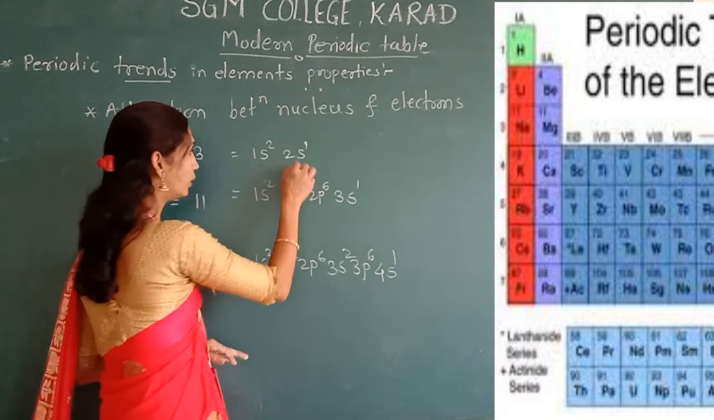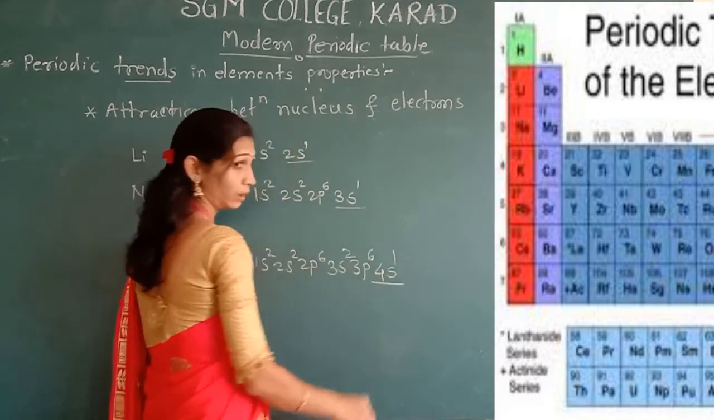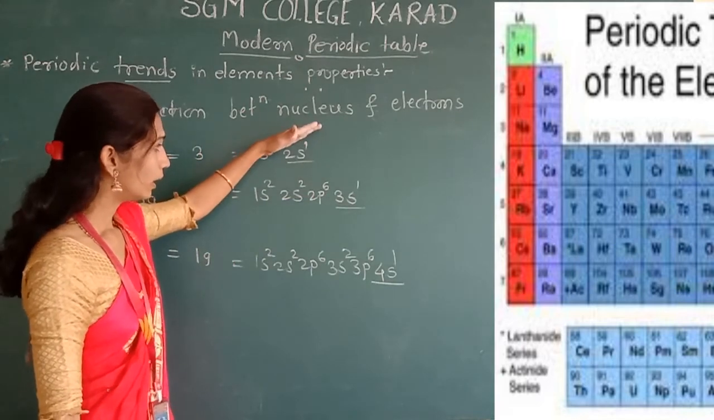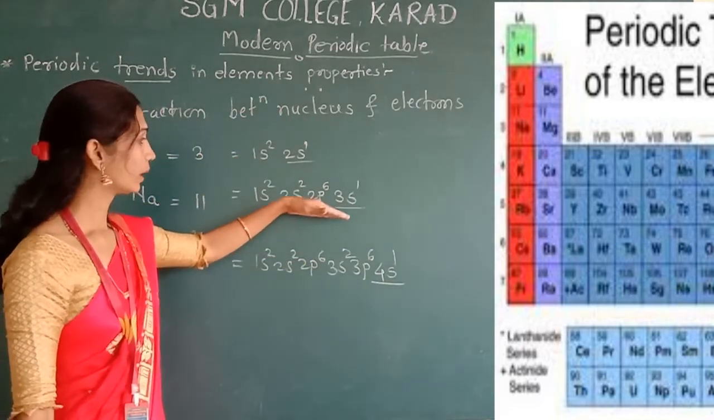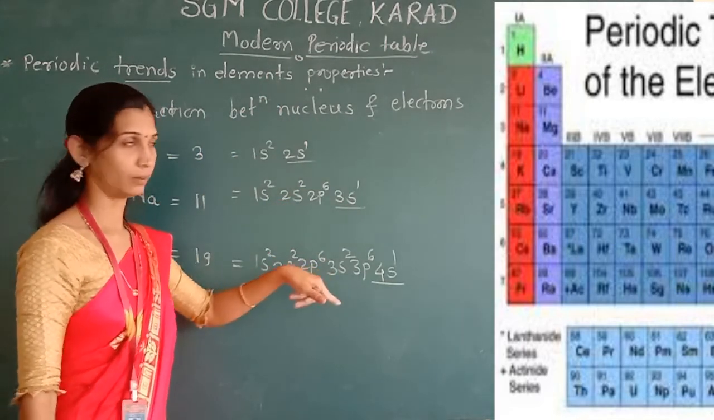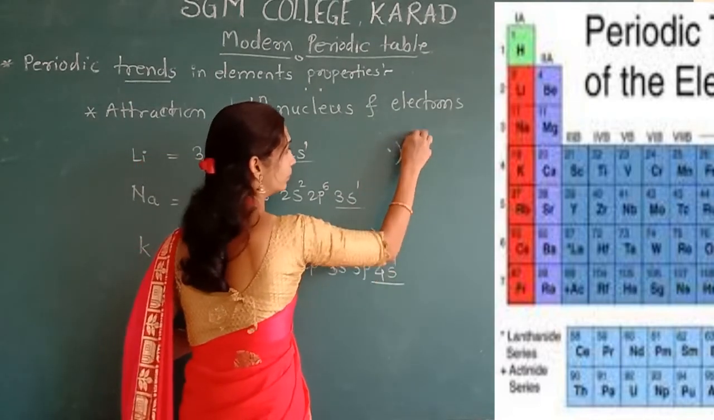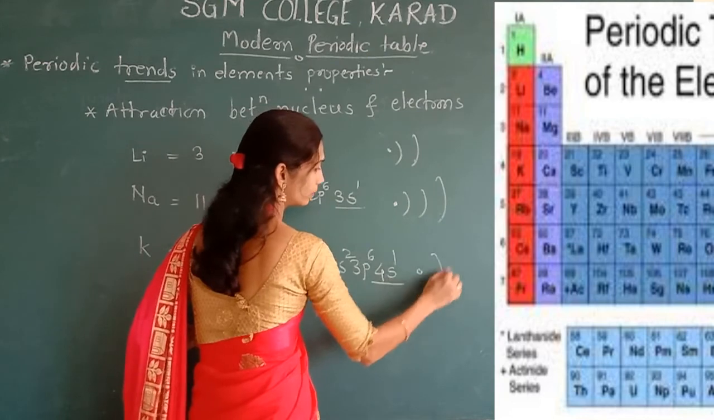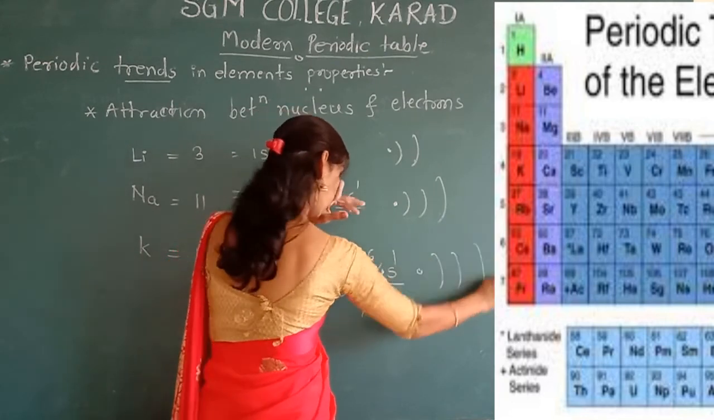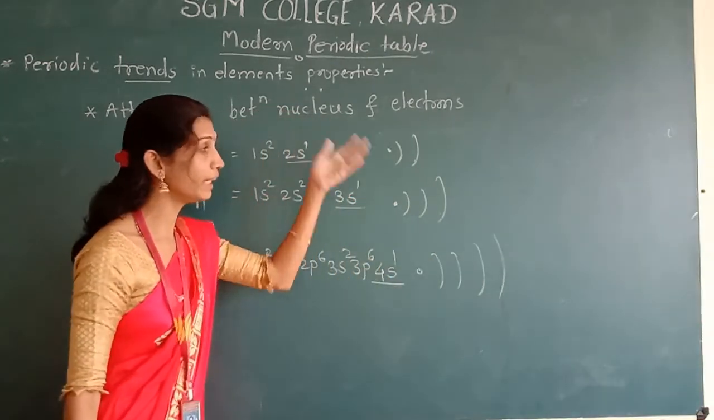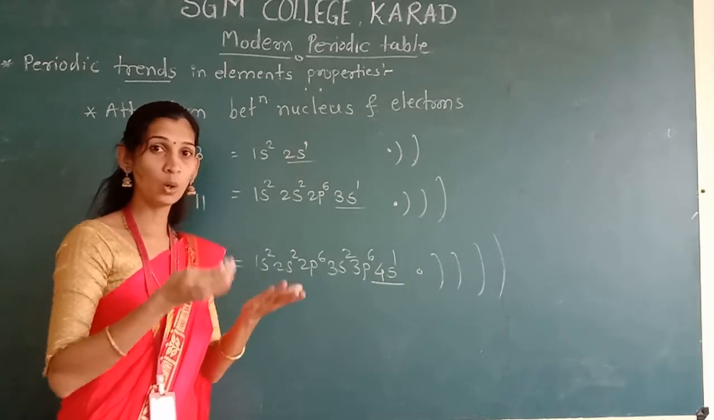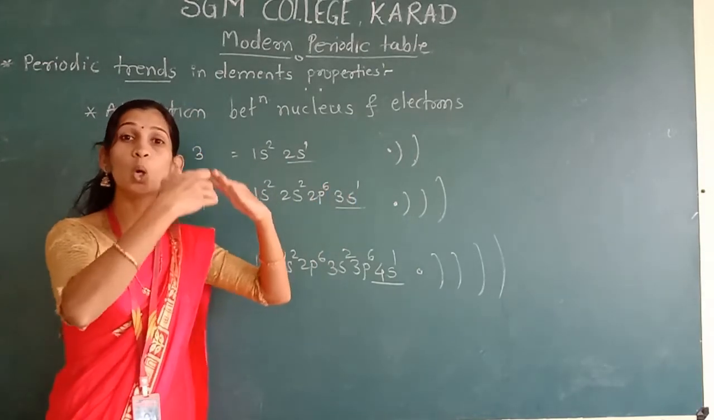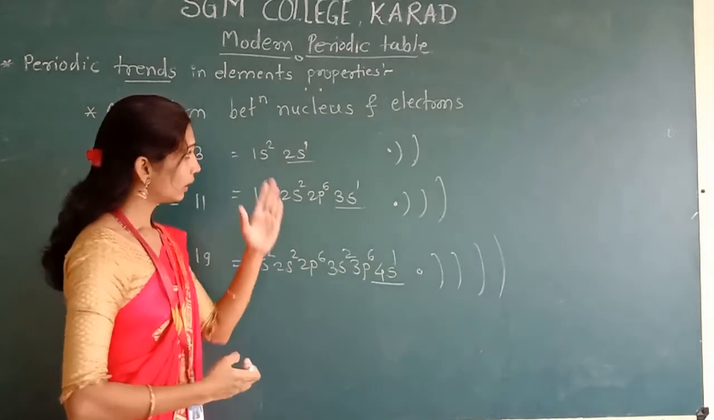The outermost shell is in the same block but at the second orbit, here the third orbit, then the fourth orbit. That means the orbit increases. Therefore, the effective nuclear charge goes on decreasing.